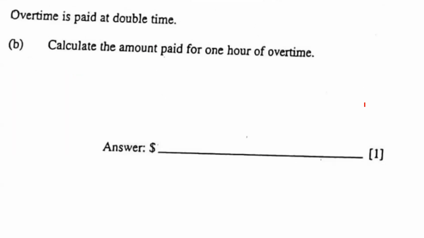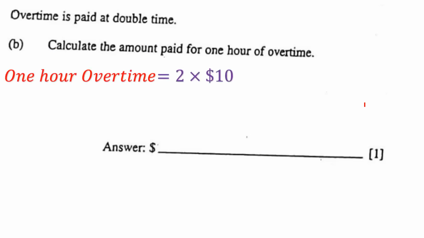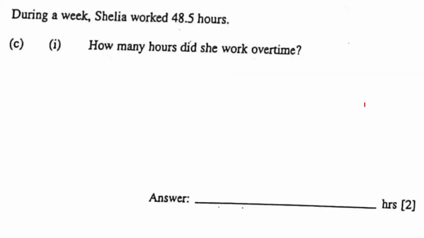Now, overtime is paid at double time. So calculate the amount paid for 1 hour of overtime. Remember, overtime is double time. So if she gets paid for one regular hour, she gets paid $10. For overtime, it's double time, so it's going to be 2 times that. 2 times 10, which is 20. So for 1 hour of overtime, she gets paid $20, which is twice her regular amount.